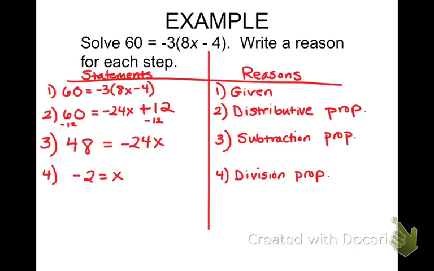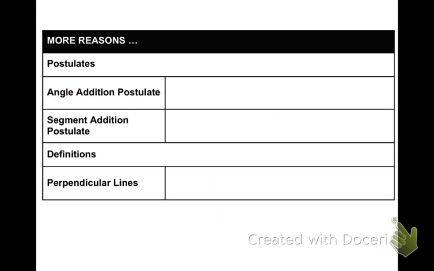So let's quickly practice this for a little bit. So grab yourself a practice space. We'll pause from our notes. When I say the word more reasons, these would be the things that you would be writing on the right side of your T-chart. So you would have whatever's happening on your statement side and then your reasons on the reason side. So angle addition postulate.